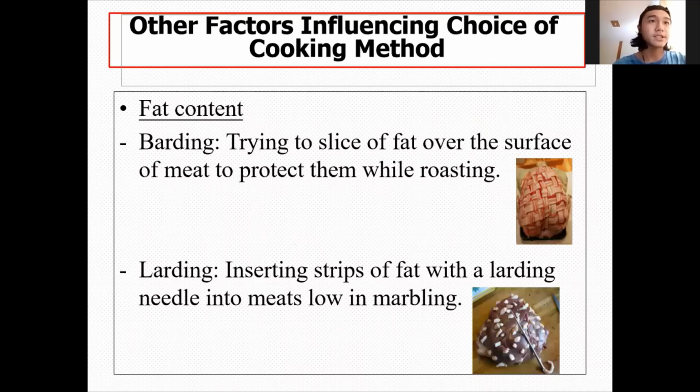Next slide, please. Fat content. Barding is tying or slicing fat over the surface of meat to protect it while roasting. Larding inserts strips of fat with a larding needle into meats low in marbling. Next slide, please.